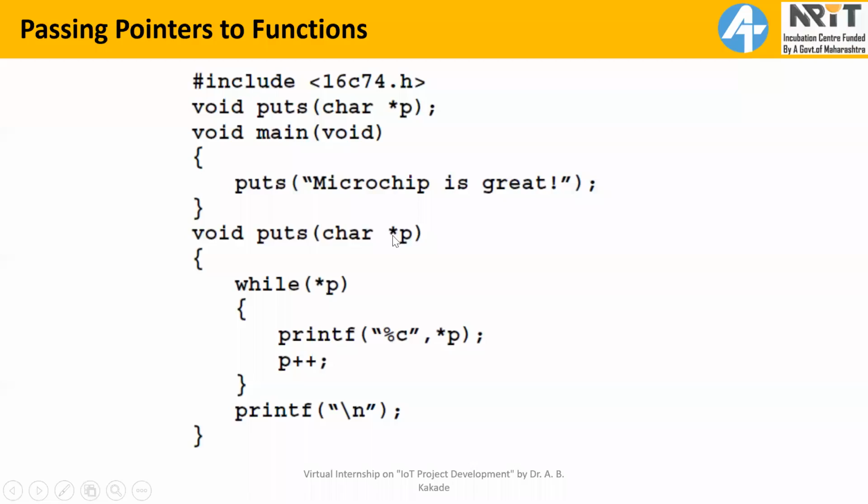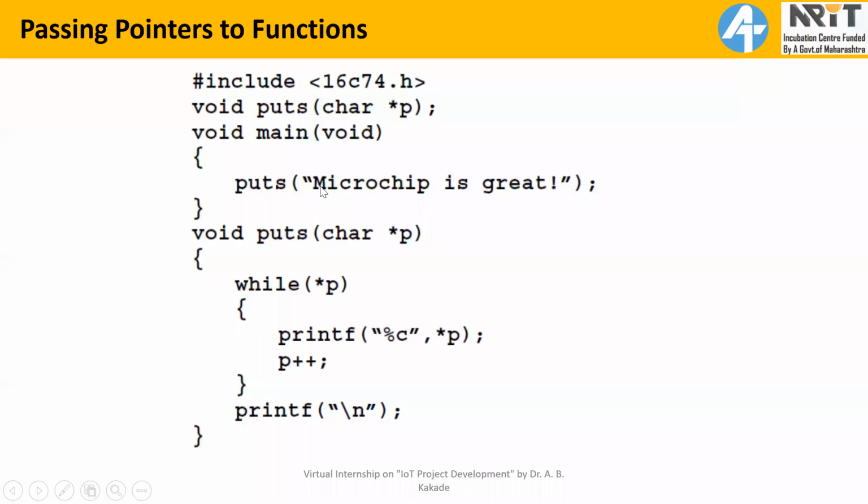What happens here is that we have declared a pointer in the parameter of this function. So as the pointer is declared here, when this function is being called from the main program, the pointer is assigned to this string. This pointer receives the first address of the string "microchip is great", so the address of the first character, which is m.